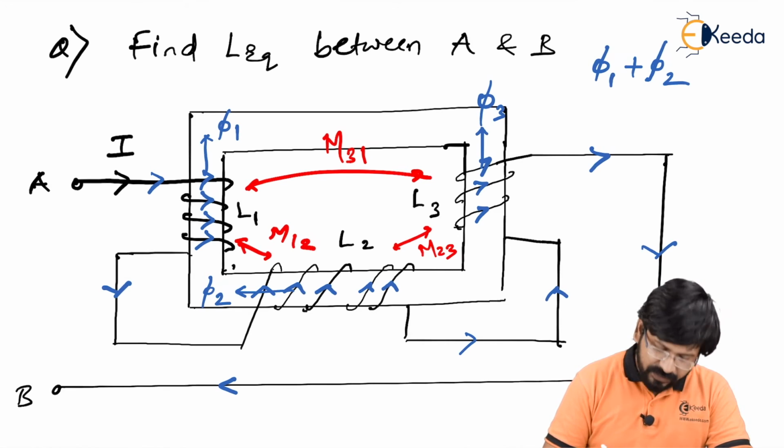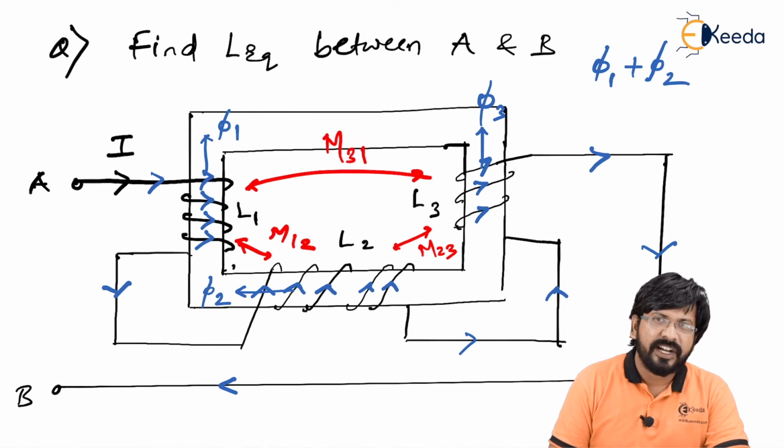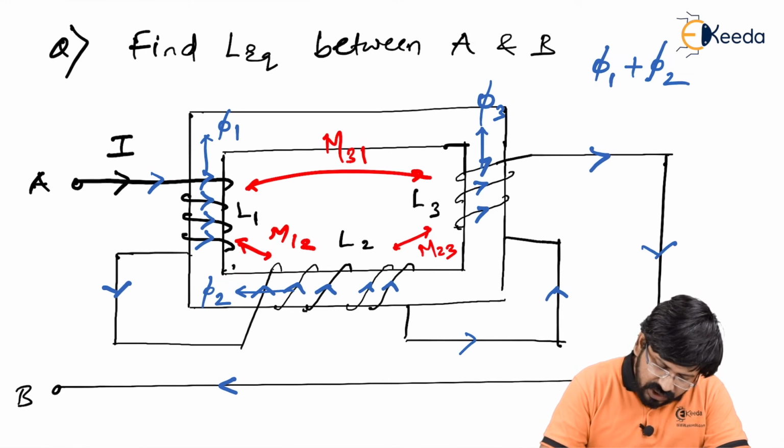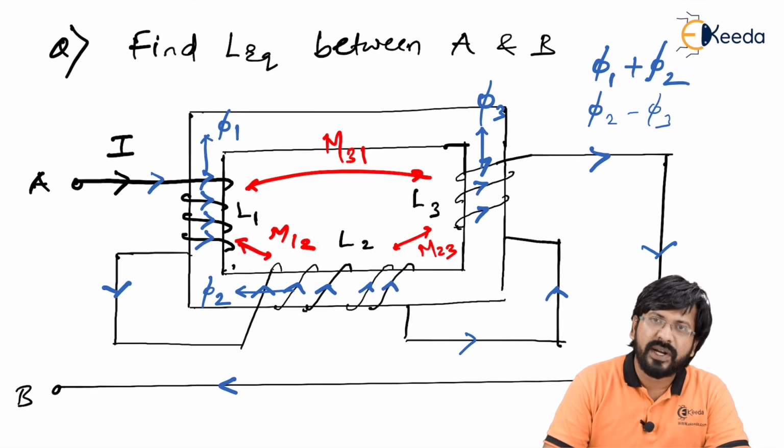for coil 1 and coil 2. Coil 2 and 3 I am talking about now. Coil 2 and coil 3. Check out what the phi 3 direction is. Phi 3 direction is upward. Phi 2 is going towards the left hand side. It means they are flowing in opposite directions. So here phi 2 minus phi 3 or phi 3 minus phi 2 will take place for coil 2 and 3.